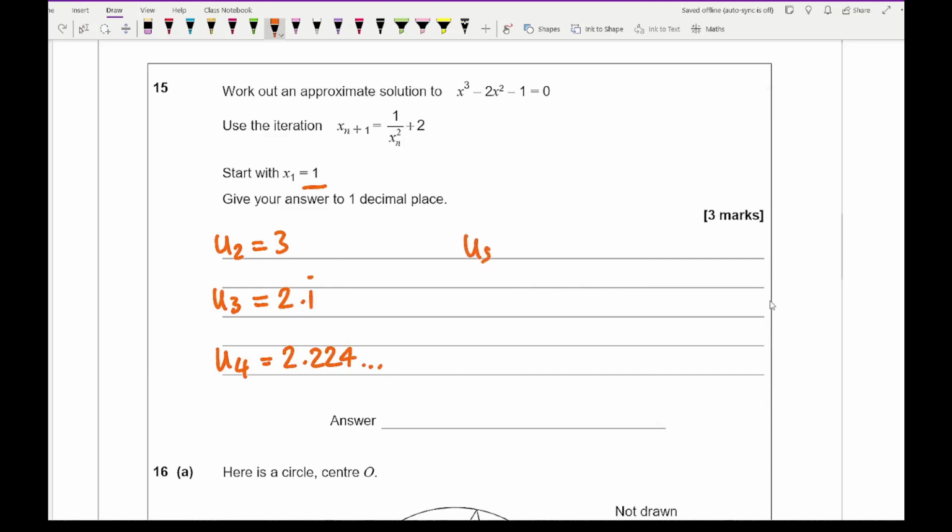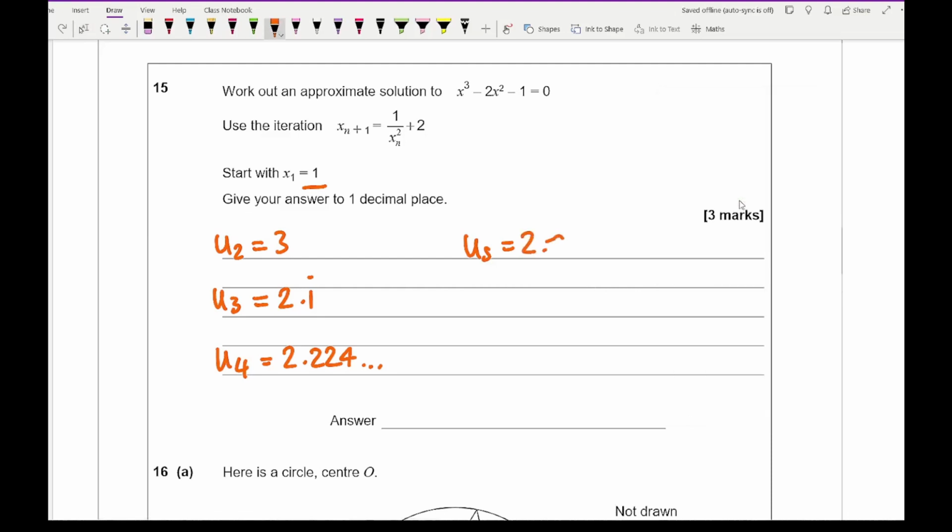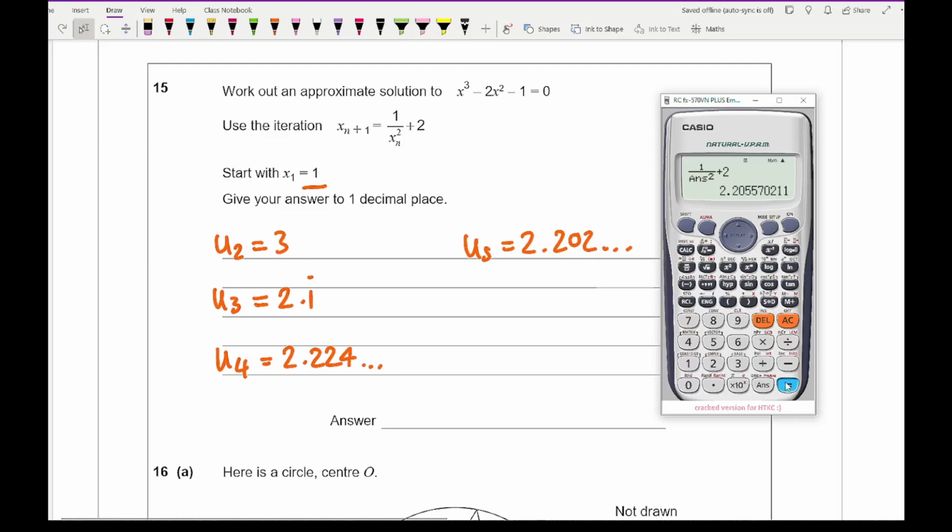and then u5 is going to be 2.20, 2.2, and then... And then once you've written down, I would say 3 or 4 values beyond what they've given, you can then just keep pressing equals until the number on your calculator ceases to change.